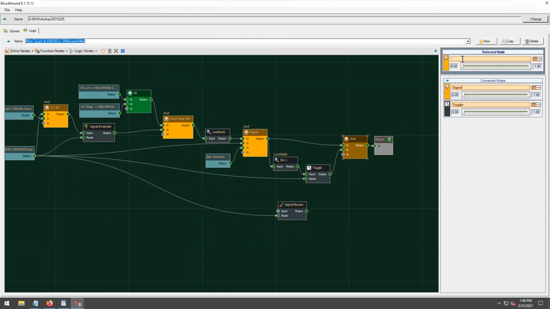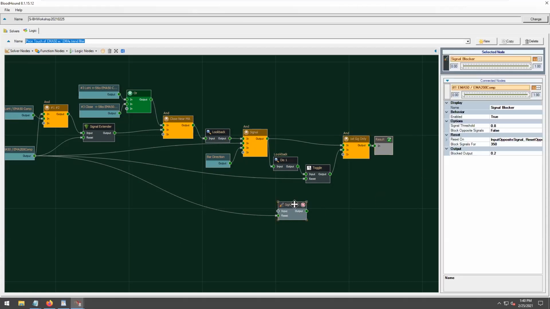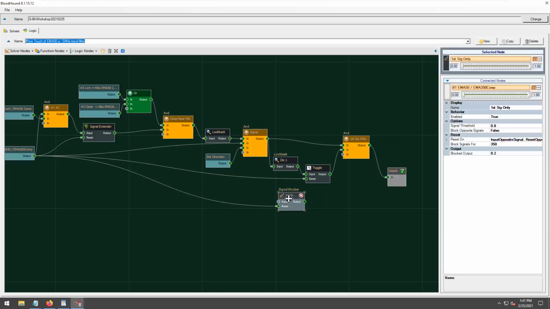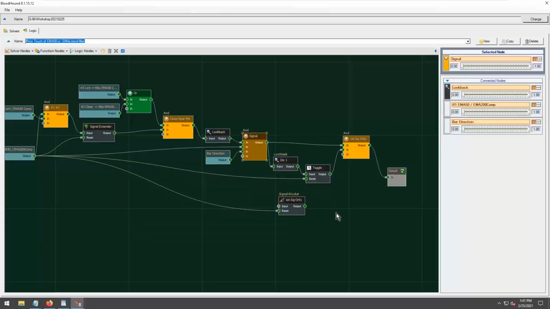Let me get some names in here. All right, so there's the two different ways that we could block for only seeing this first signal. We could just use the signal blocker, the easy way, or we can use this toggle node and lookback node, a slightly more sophisticated way. All right, well, that does it for Alejandro's question.